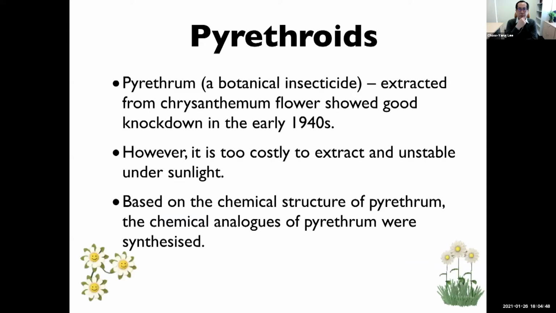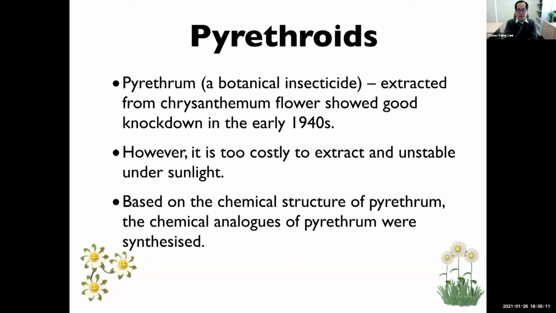Pyrethrum, which is a botanical insecticide, was extracted from chrysanthemum flower. It showed good knockdown back in the 40s, but it is too costly to extract, and of course unstable under sunlight. Based on the chemical structure of the components within the pyrethrum, you have pyrethrin, you have cinerin.